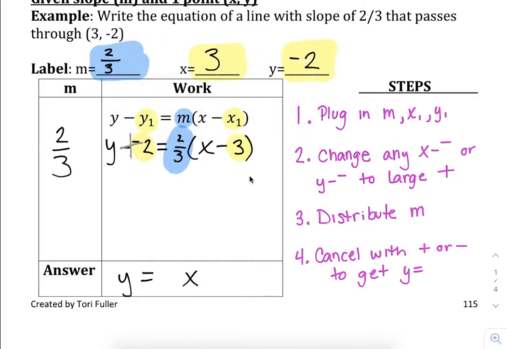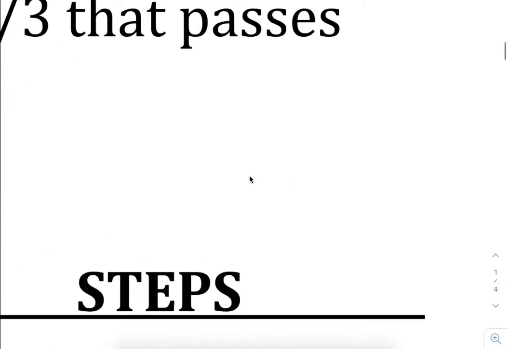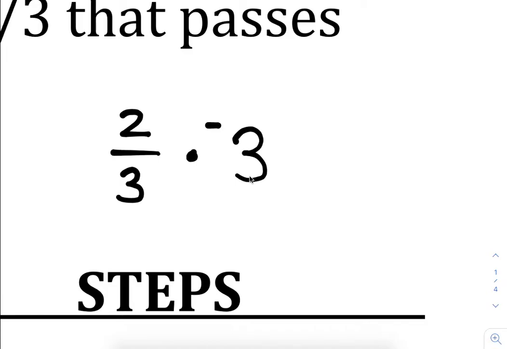All right, let's go to our next step. I'm going to distribute. That means multiply. So if you want to remind yourself, distribute is multiply. I'm going to multiply my m. So 2/3 times x is 2/3 x. Then 2/3 of a -3. So if I was typing that in the calculator, I would go 2/3 multiplied by a -3. That's how I would type it in.